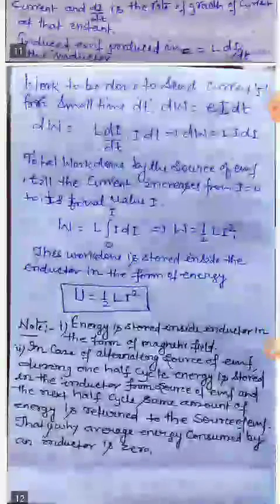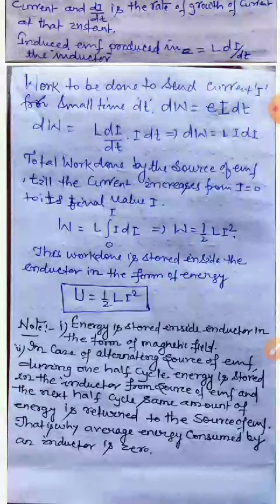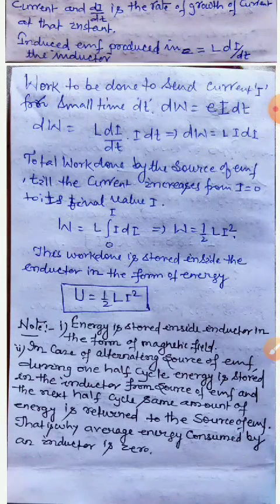Now the important point which we have to remember is that energy is stored inside the inductor in the form of magnetic field, and in case an alternating source of EMF is connected across the inductor, then during one half cycle energy is stored in the inductor from the source of EMF, and in the next half cycle the same amount of energy is returned to the source of EMF. That is why average energy consumed by the inductor over a complete cycle is 0, which we will see later on in our next chapter, alternating current.